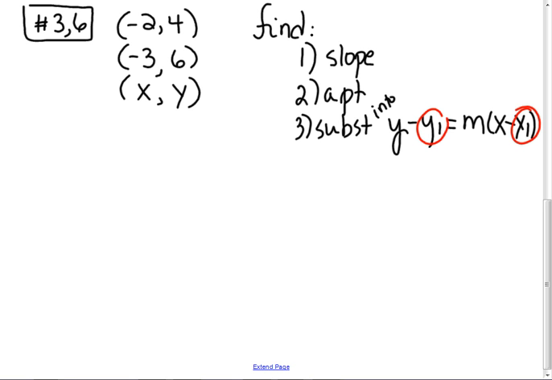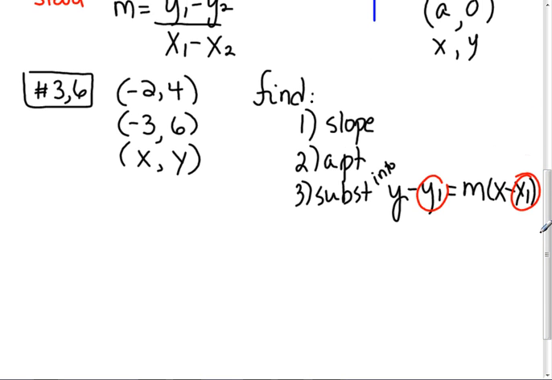So which ordered pair would you like to use, Dean? The negative 2, 4 or the negative 3, 6? It doesn't matter to me which one you want to use. Which one do you want? Negative 2, 4. Okay, now what you have to do is realize which one's which.